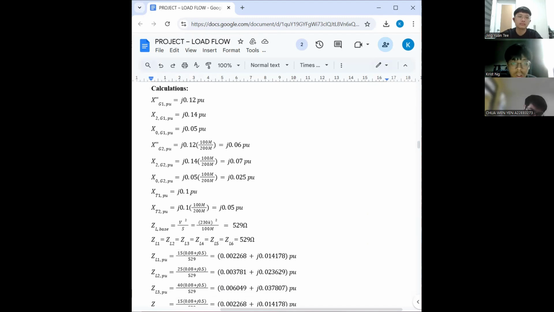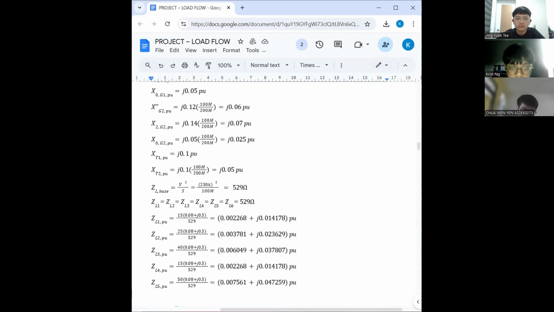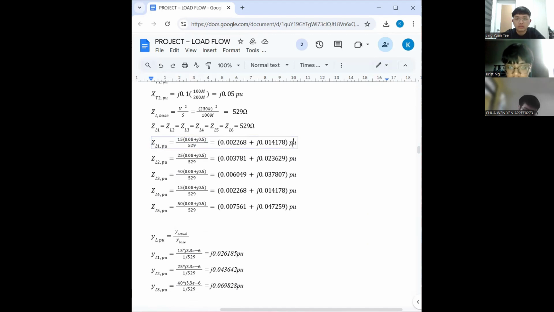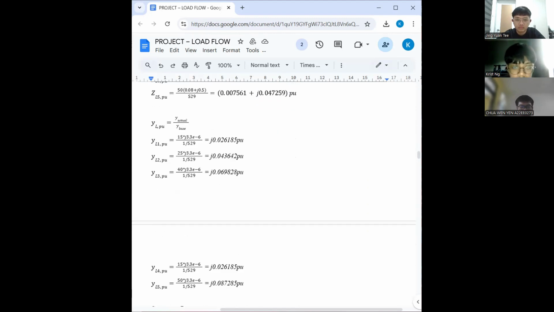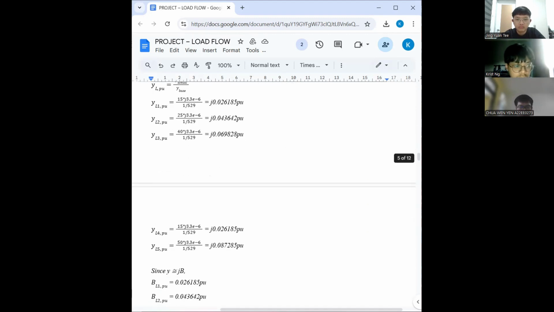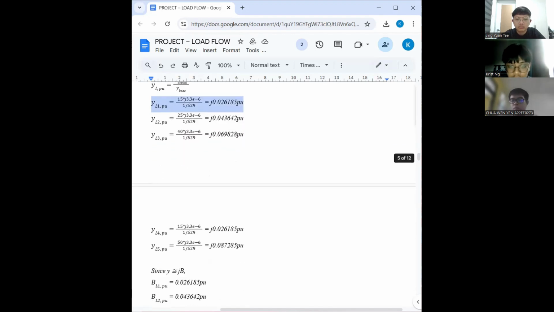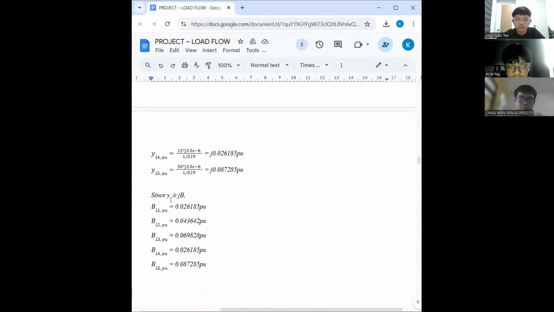For the calculation in part 1, we will calculate the generator reactance, transformer reactance, and transmission line impedance in per unit. For the transmission line impedance, here we will get the R and X. According to this calculation, we will get the transmission line impedance in per unit. Following this, we will continue our calculation for the B.